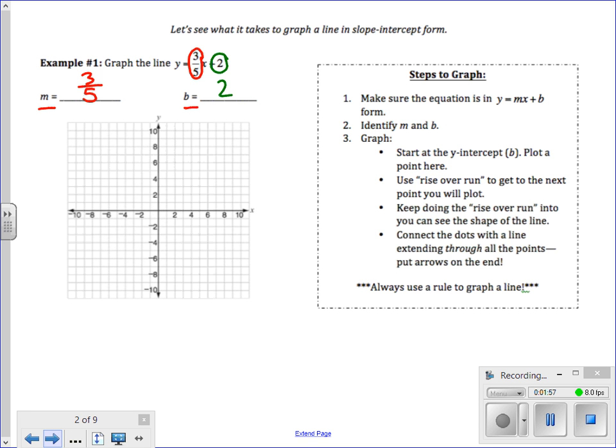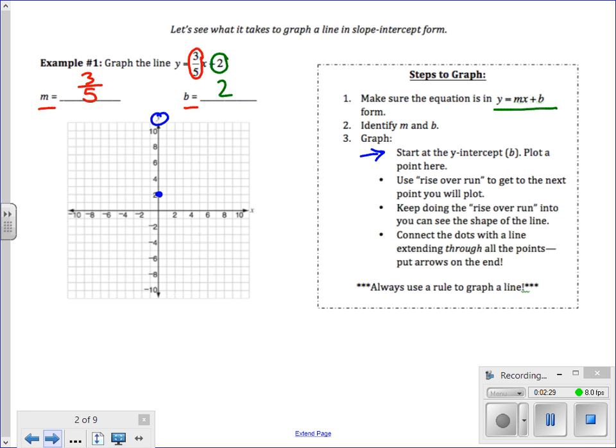b is by itself. Now when I'm going to graph a line, I have to make sure this equation is in slope-intercept form, identify the slope and y-intercept like we already did, and now we're going to graph. I always start at the y-intercept. We call that our starting point. Here the starting point is at 2. So I go on the y-axis, the up and down axis, and put a point at 2. Then I use slope, the rise over run, to help me get to the next point.